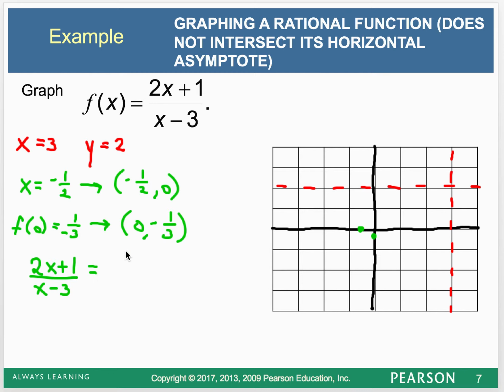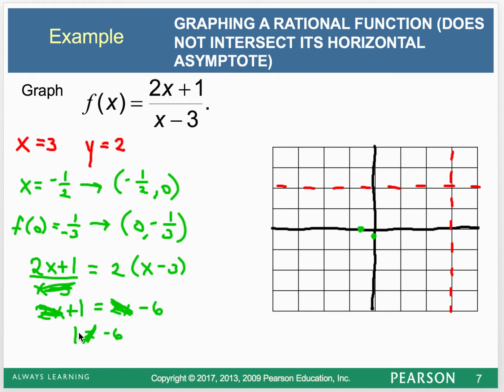and set it equal to the equation of that line, 2. Is it ever going to equal 2 so that there's a point on that horizontal asymptote? To solve this equation, I'm going to multiply both sides by x minus 3. That'll cancel this one. So that gives me 2x plus 1 equals 2x minus 6. If we subtract 2x from both sides, I have 1 equals negative 6. And no, it doesn't. So that means it doesn't cross that asymptote.